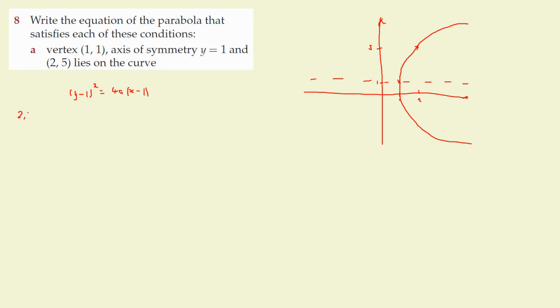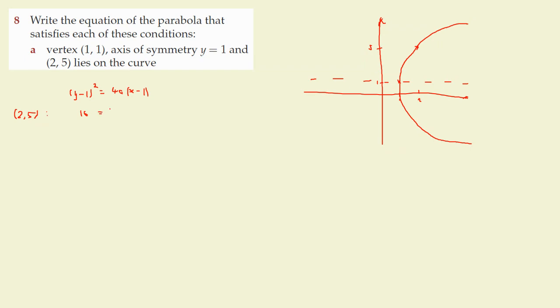It's cropped up in a lot of questions, this one, and it's a big thing just to push on: using the point and substituting into the equation of the curve. That way we can see what a is going to be. So I've got to put 5 in for y. So I'm going to get 5 minus 1, that's 4. Square it, 16.